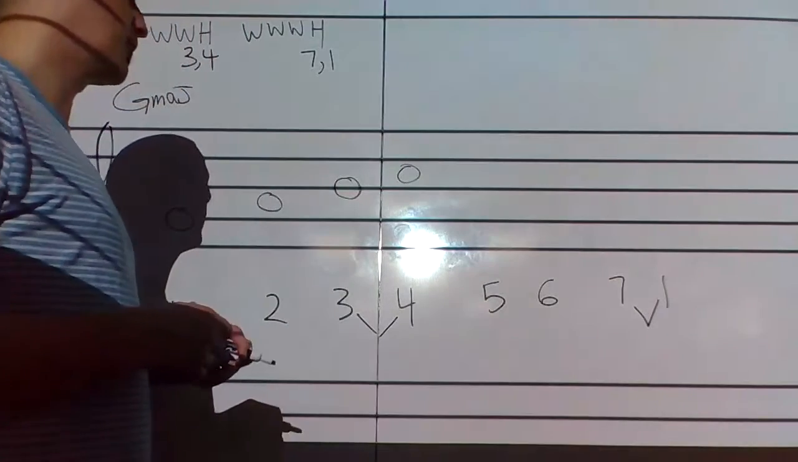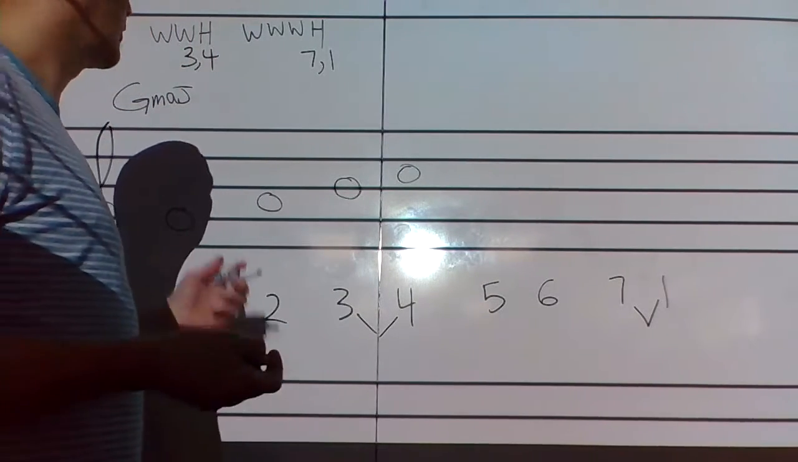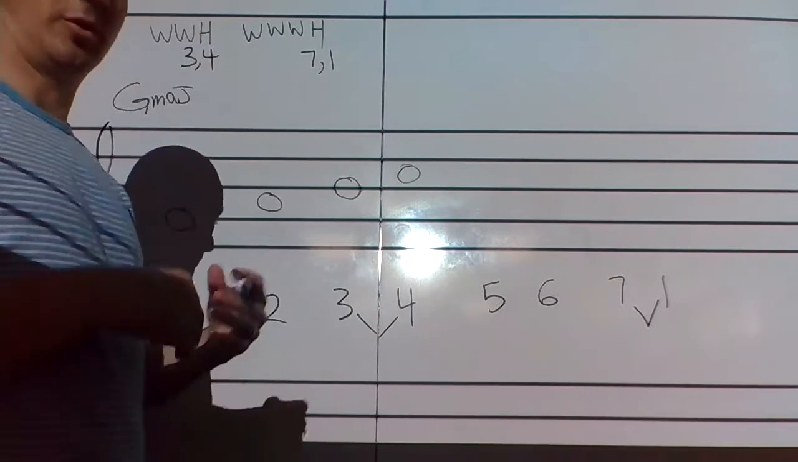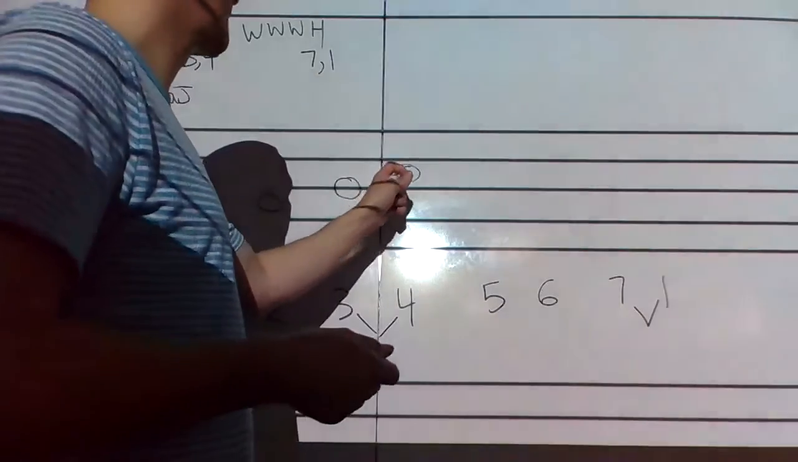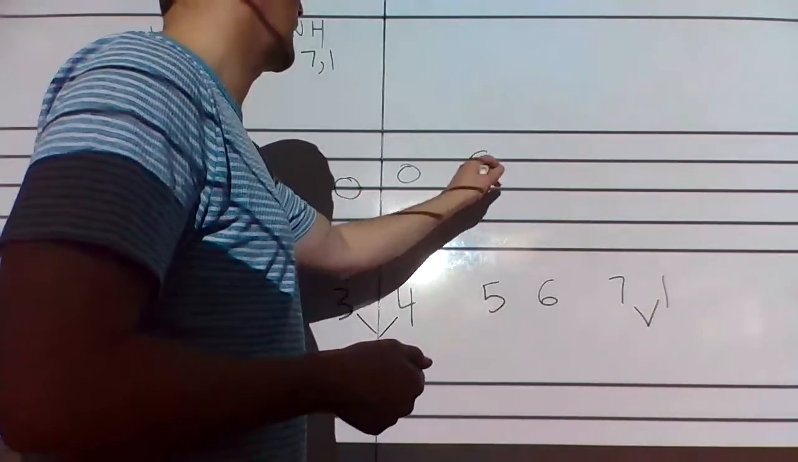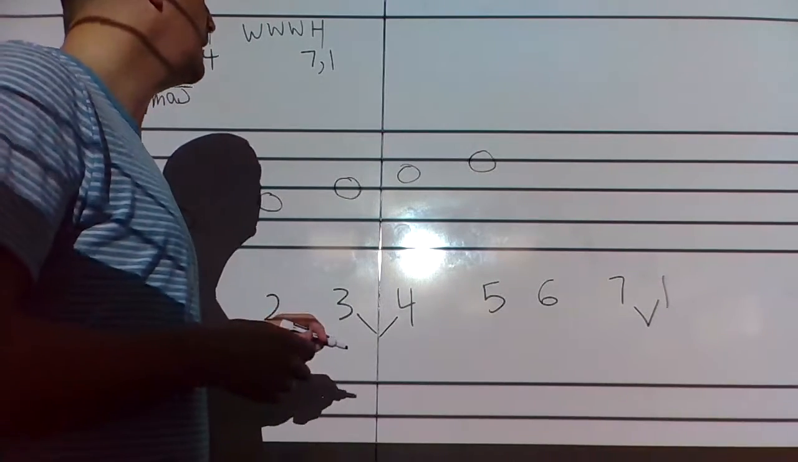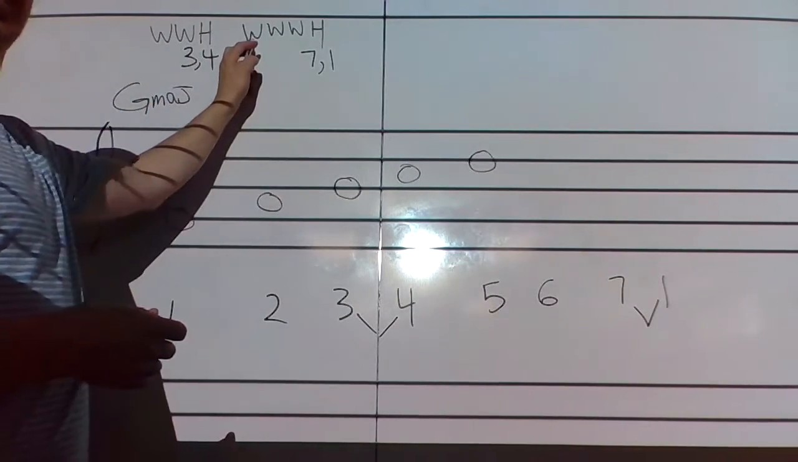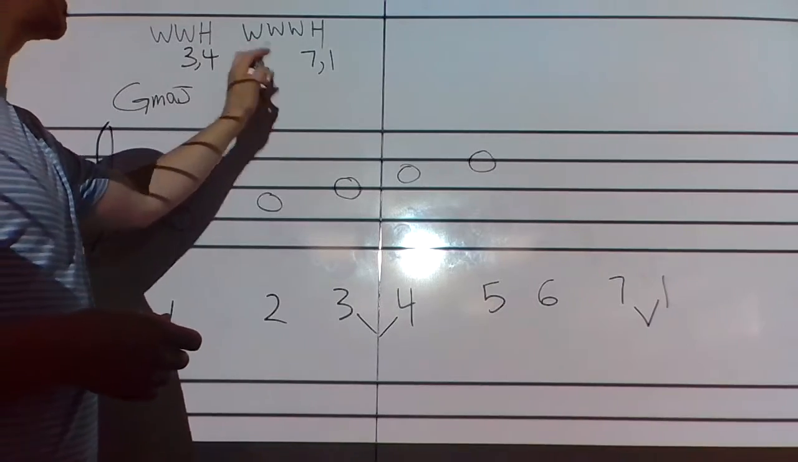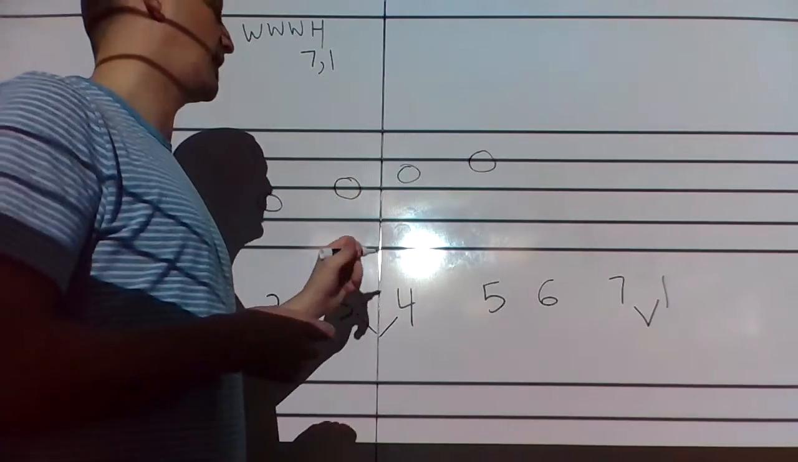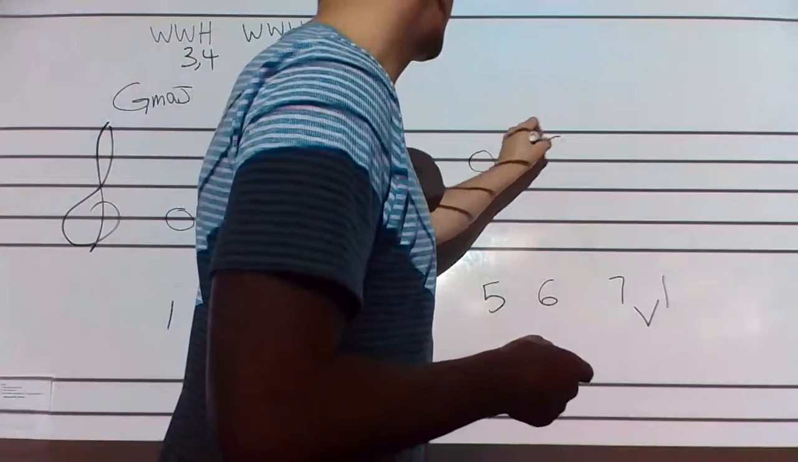How far is B from C? It's a half step. What do we need? A half step. So we don't have to do anything, no sharps or flats. We're on C, which means the next note has to be some kind of a D. How far is C from D? It's a whole step. What do we need? A whole step. So we don't have to do anything, no sharps or flats. After D comes E.